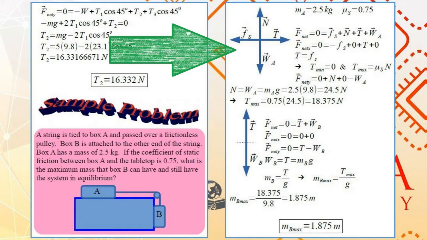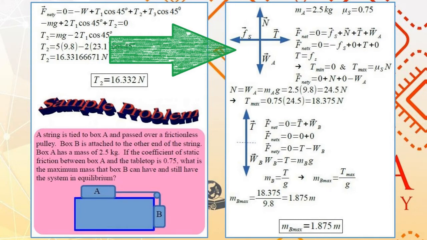Next, we go to the following step. Draw the free body diagrams and then analyze the free body diagrams using either F net is equal to 0 or F net is equal to MA. We have two objects, box A and box B. Each object will have its own free body diagram. Let's go to box A first.